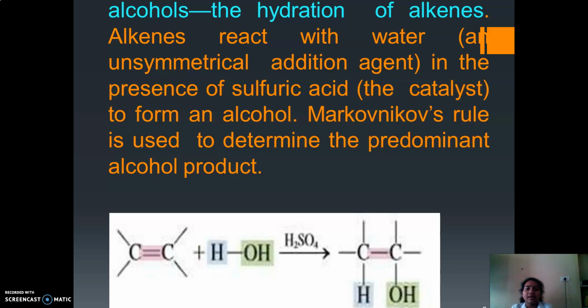So here we can see the hydration reaction. Here you can see the alkene is reacting with water. Water is an unsymmetrical molecule; one side is H, the other side is OH. So it is an unsymmetrical compound. In the addition reaction, this unsaturated bond will change so that on one carbon, OH will be added, and on the other carbon, hydrogen will be added.